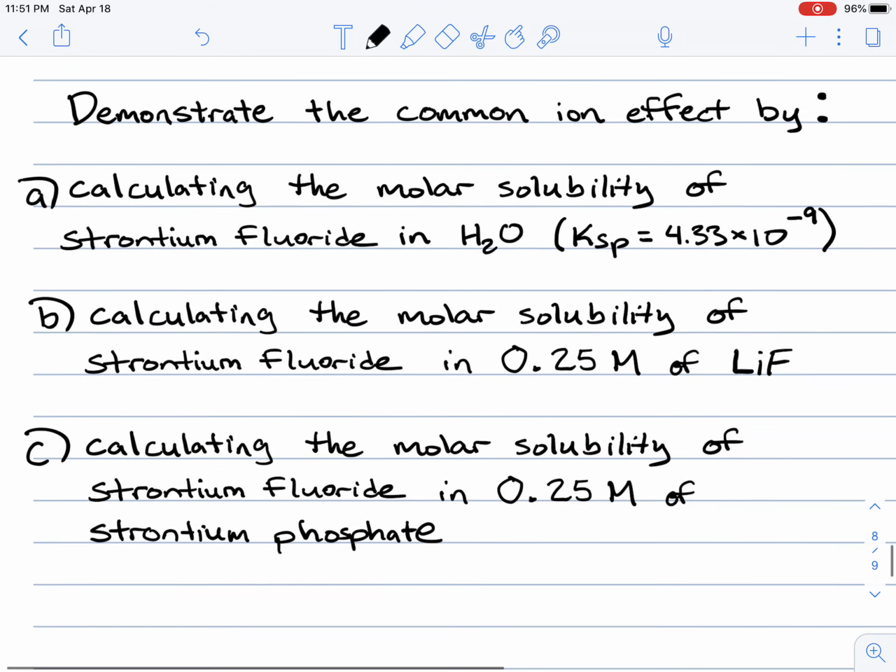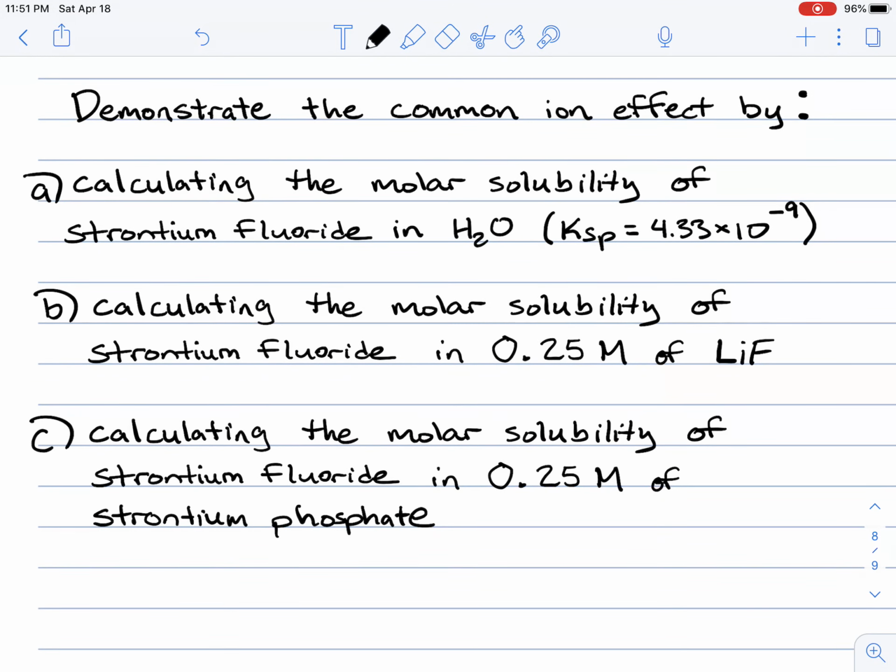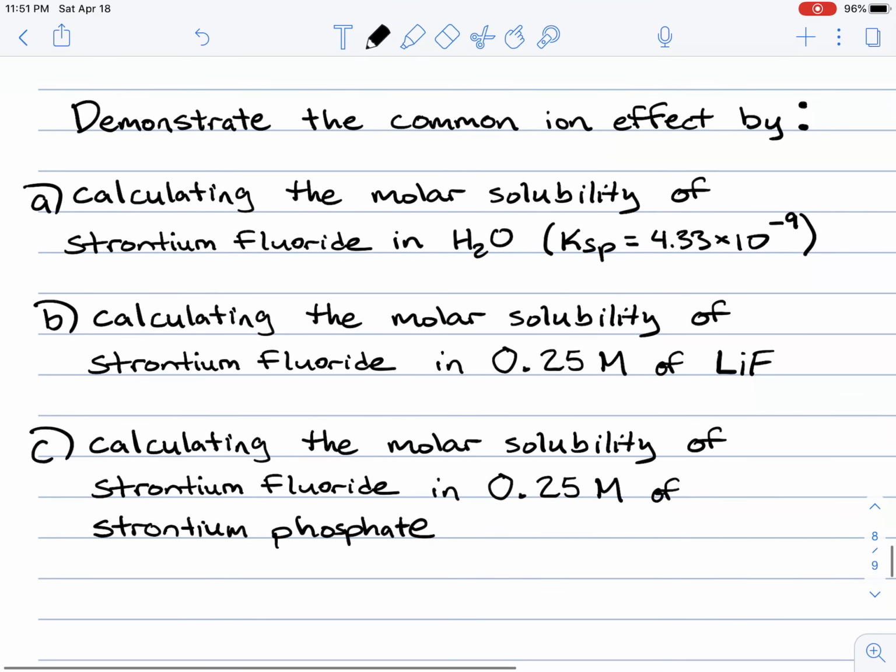And so what we're going to do is demonstrate the common ion effect by quantifying the molar solubility. By looking at the actual numbers, it gives further data and proof of the common ion effect. So let's go ahead and start.